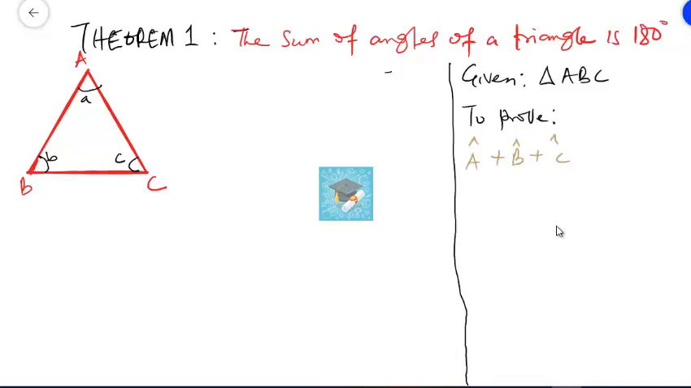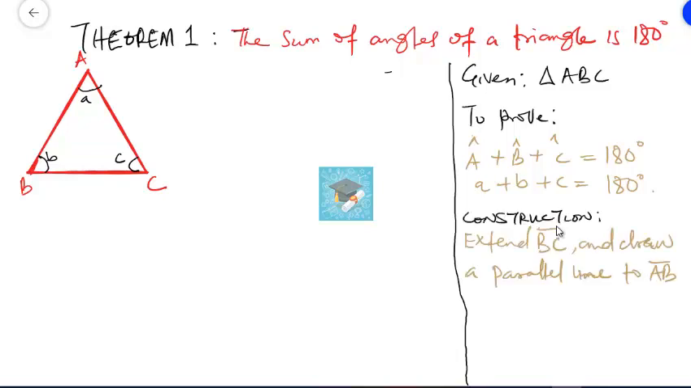So we want to prove that angle at A plus angle at B plus angle at C is equal to 180 degrees. In geometry, when you see a caret on top of a letter, it means the angle at that point. So a caret on top of A means angle at A, and the same goes for B and C. Our angle at A is small a, our angle at B has been given to be small b, and our angle at C has been given to be small c in the diagram. We want to prove that the sum of A, B, and C, which make up all the angles in this triangle, is 180 degrees.